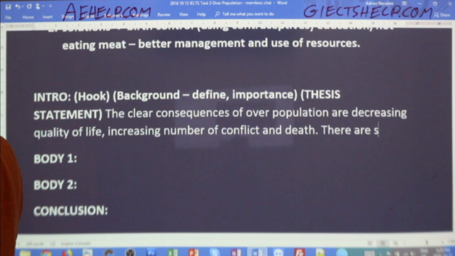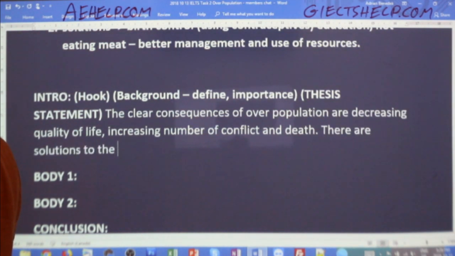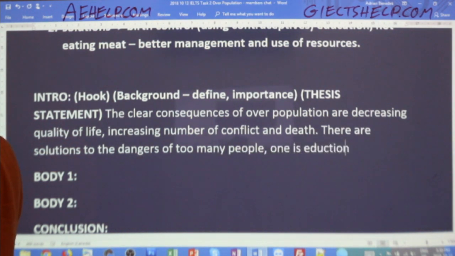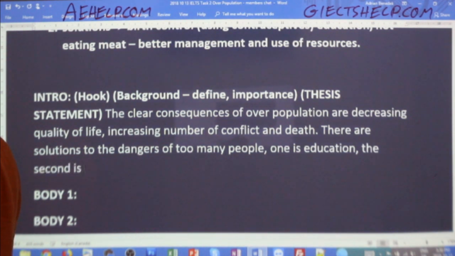are solutions to the dangers of too many people. One is education. The second is, I want to keep parallel grammar, so take out the, right? Second is resource management.